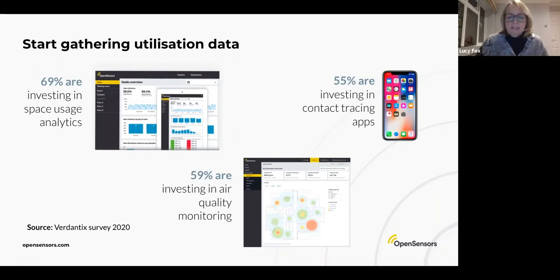59% are investing in air quality monitoring. This is great to hear because from my perspective as an employee in an office, the only things I really noticed were whether I was too hot or too cold. Occasionally in a meeting room I may have noticed it was a bit stuffy, or by the end of a day in a certain area of the building I was feeling a bit tired, but I hadn't really put all that together.